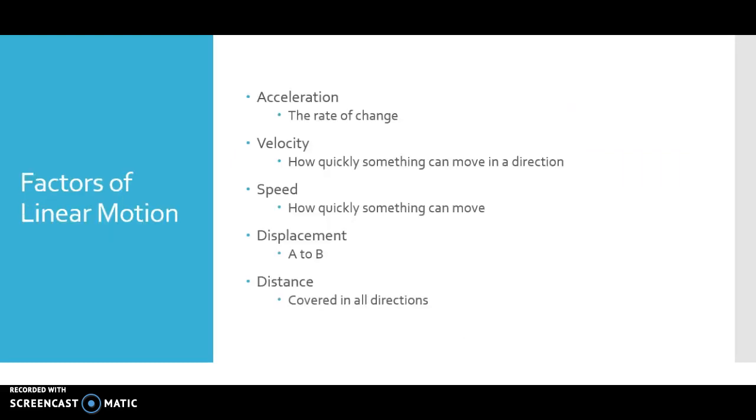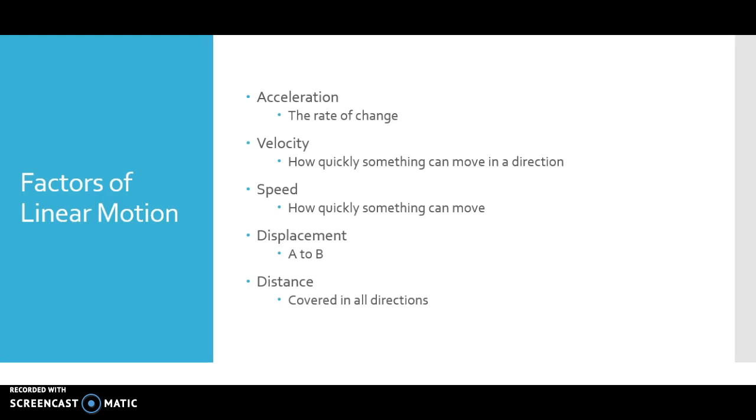So, the factors of linear motion. Here we have acceleration, velocity, speed, displacement, and distance. So what is acceleration? Acceleration is basically the rate of change. This depends on velocity and speed. If we had velocity, it would be the acceleration between one speed and another, whereas with speed we could have it from, say, standing still to the rate of change until their velocity.